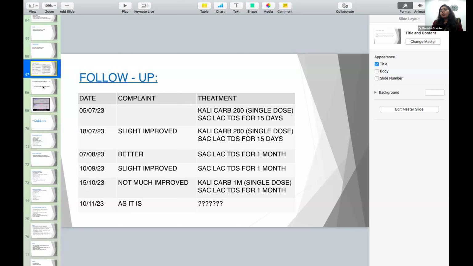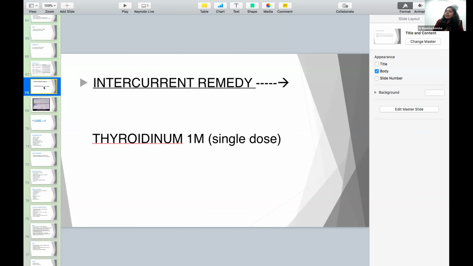On 15th October, not much improved. So I again prescribed Kalikap, but in the higher potency, 1M, with Seclec TDS for 1 month. On 10th November, the complaint is as it is. So I prescribed Thyroidinum 1M because of the thyroid complaint, as an intercurrent.